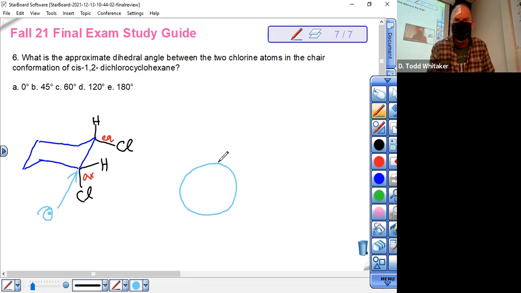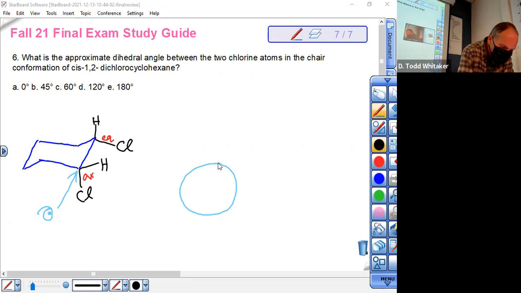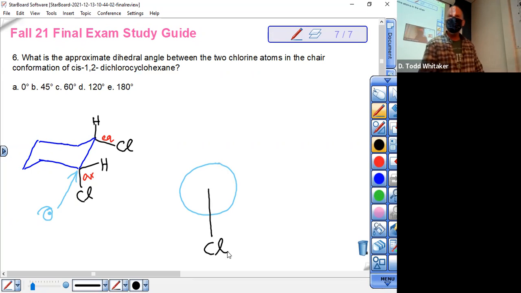always draw the axials first because they're up or down, and that's easy to do. So the carbon that your eye is looking at has a Cl straight down. That's axial. And on the carbon behind, what's straight up? A hydrogen. The carbon behind has an H straight up.